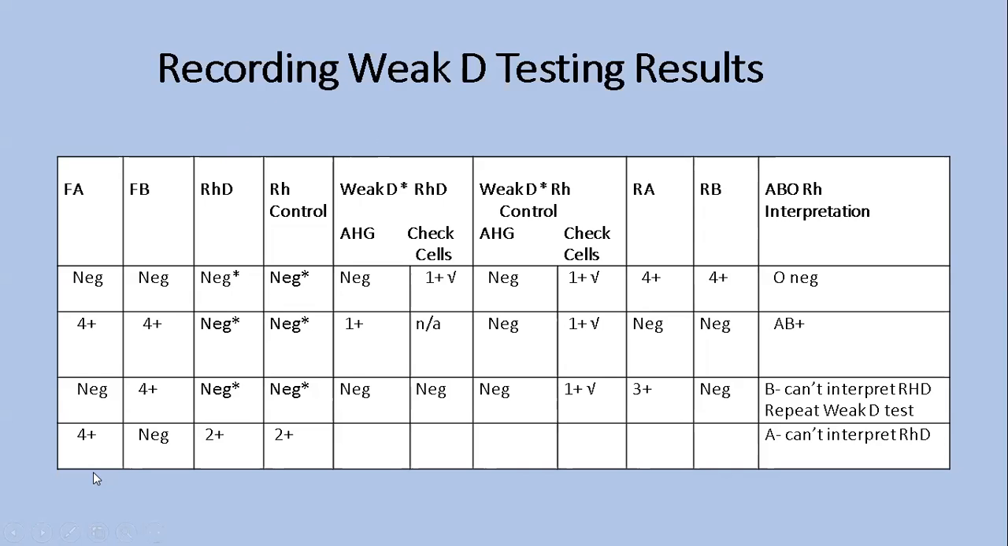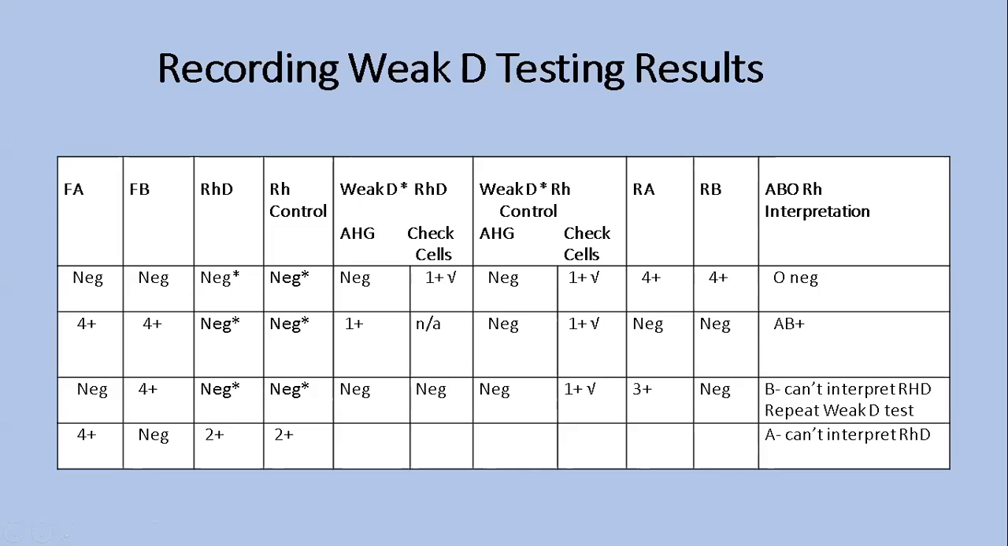So our last example, we have a 4+ FA, negative FB. So forward typing, this patient looks like they're type A. So we expect them to have a strong reaction in reverse B tube. Oh, and I forgot to put it in there. Sorry. So I'll have to add that to the PowerPoint that's loaded on Canvas. I made a mistake there. And basically, we see 2+ with RHD.